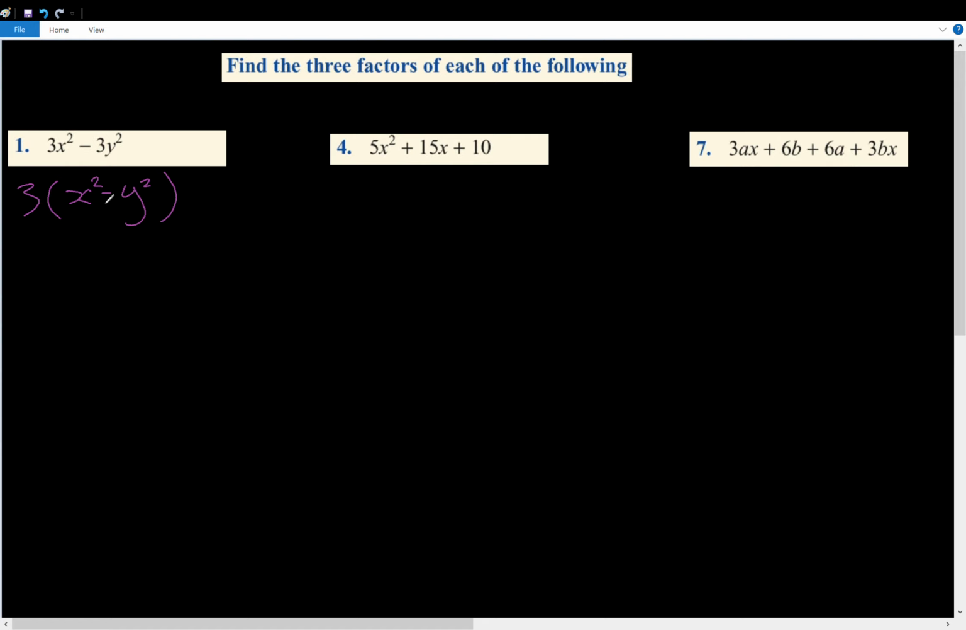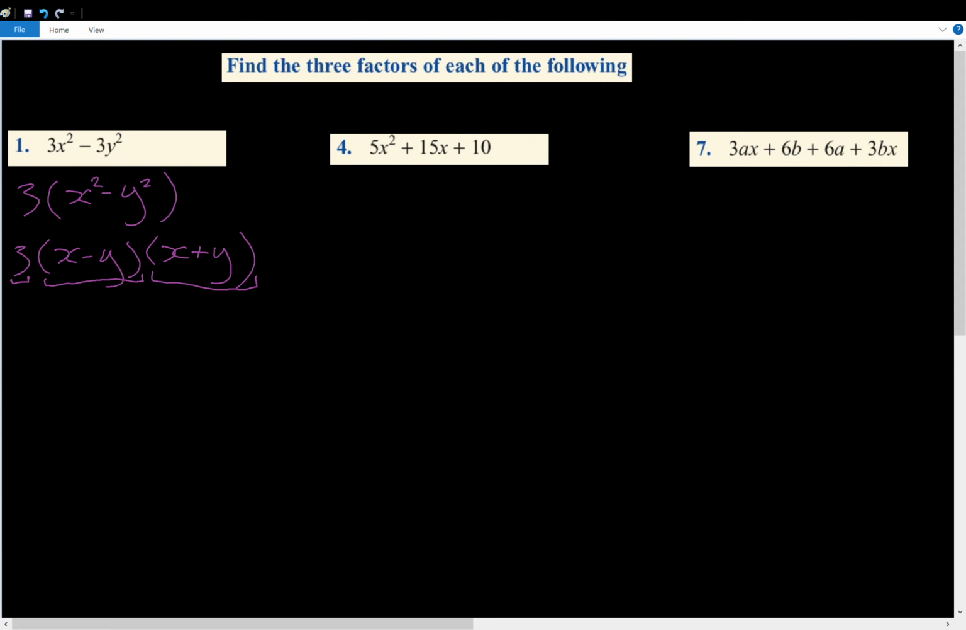But now, inside our brackets, we have a difference of two squares. X squared minus y squared can be factored out, which means that if we factorize that out, we'll get 3 times x minus y multiplied by x plus y. And that is the expression fully factorized. And you can see there's 3 factors here. There's this one, and this one. So the 2 brackets and the number 3 are the 3 factors that are being referred to in the question. So let's take a look at number 4.